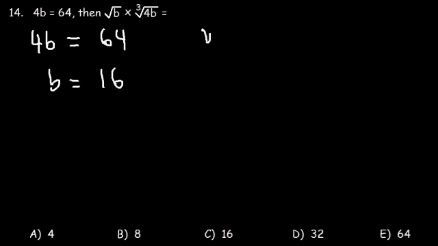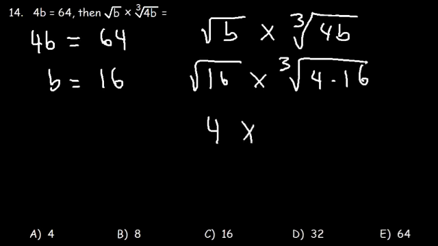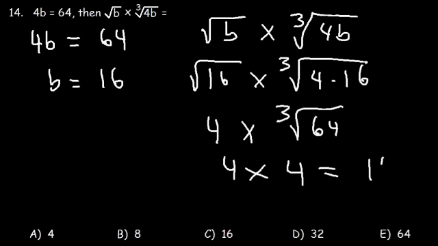So now we can find out what the value of this expression is equal to. So let's plug in 16 for b. The square root of 16 is 4, and 4 times 16 is 64. And the cube root of 64 is a number times a number times a number that equals 64, and that's 4. 4 times 4 times 4, 3 times, is 64. And 4 times 4 is 16. So C is the correct answer for this problem.